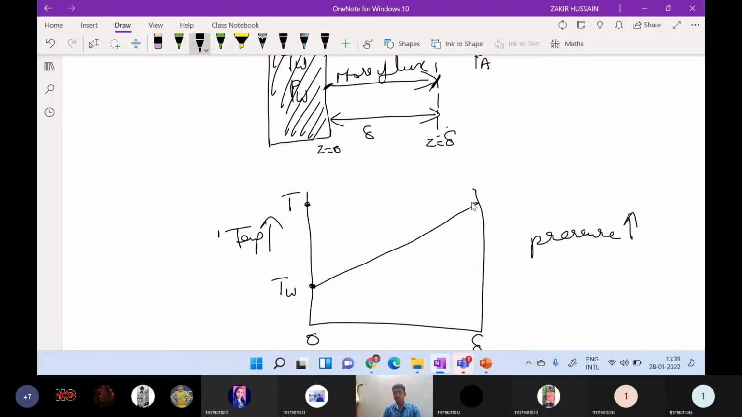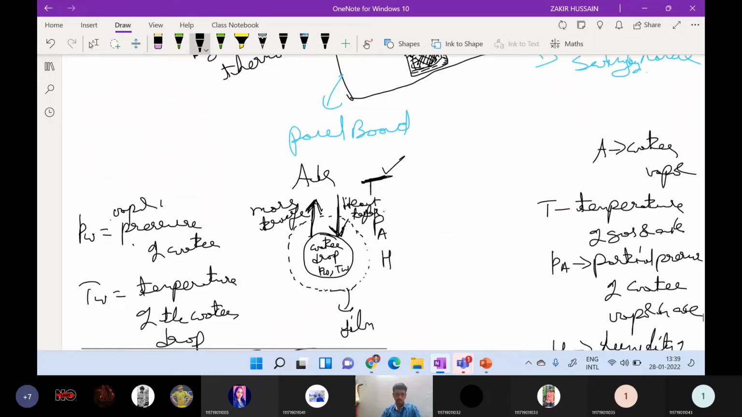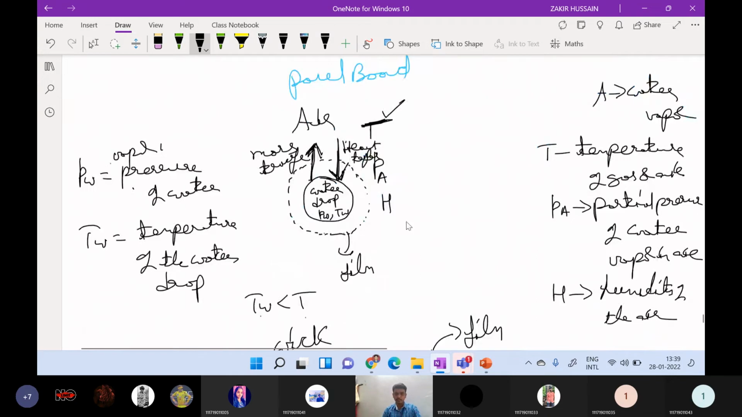So because the gas temperature is higher, so this is your T. Then when PA, the partial pressure of water vapor, is less than PW, then only under saturation is there. Because of this non-equilibrium condition, the mass transfer is taking place from the water drop to the surrounding.